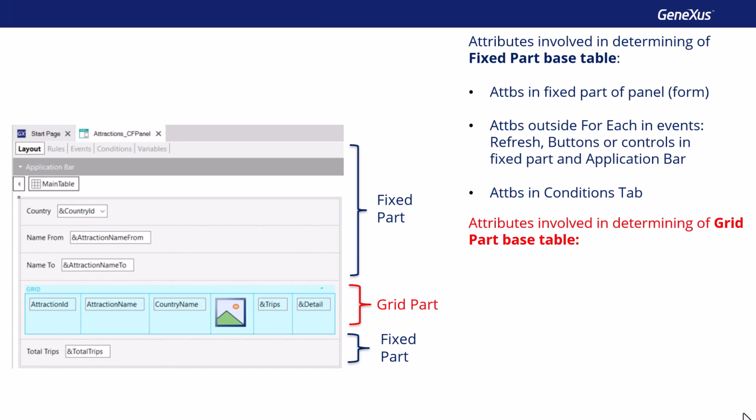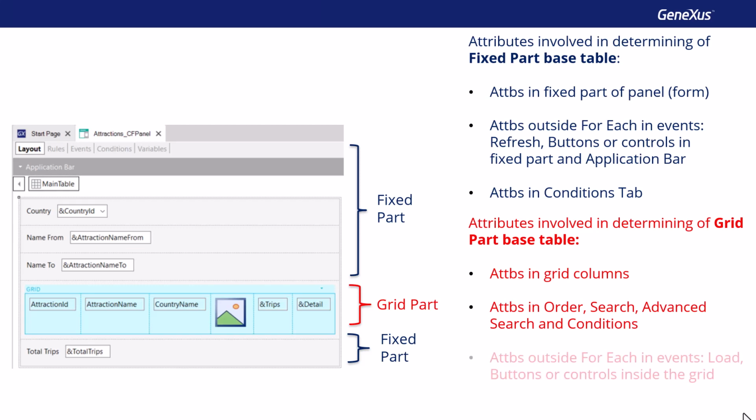To determine the grid's base table, the attributes included in the grid columns, both visible and hidden, the attributes referenced in the grid order, search, advanced search, and conditions, and the attributes outside the for each clauses included in the load event and in the button or control events within the grid will be taken into account. And also attributes of the tap conditions of the panel object will be taken into account.